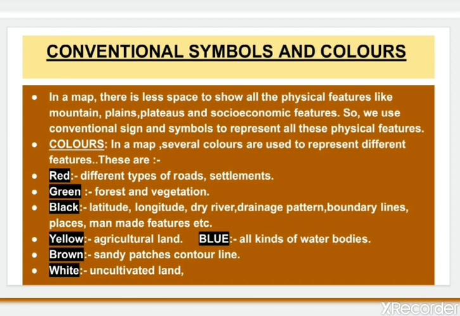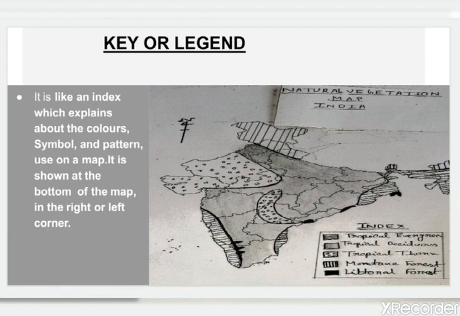Now we will learn the key or legend. It is like an index which explains the color, symbol and pattern used on a map. It is shown at the bottom of the map on the right, or it can be at the left corner.